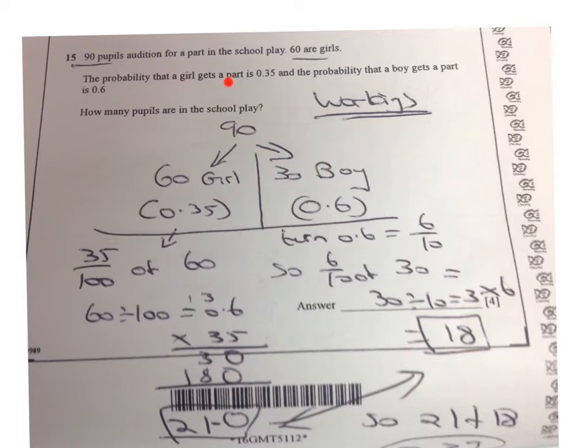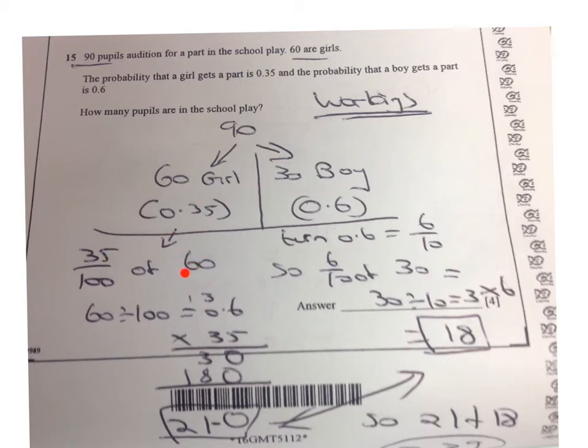The probability that a girl gets a part is 0.35, which is there, and the probability that a boy gets a part is 0.6. So this is the information I've got here. How many pupils are in the school play? Well, what you have to do, because 0.35 of the girls get a part, you have to find 0.35 of 60.